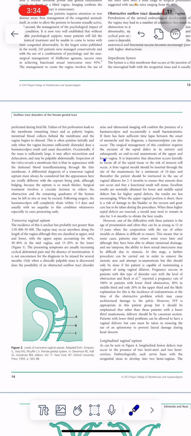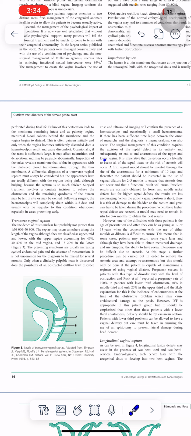So you can see these are septa at different levels. You have to cut it, and then perform end-to-end anastomosis of the upper and lower vagina. A firm mold should be inserted at the site of anastomosis for a minimum of 10 days, and thereafter the patient should be instructed to use a vaginal dilator for 2 to 3 months to ensure that stenosis does not occur and a functional result ensues. I've already told you in the previous primary amenorrhea lecture that after the procedure you use a vaginal mold for a minimum of 10 days or a dilator for 2 to 3 months to prevent stenosis.